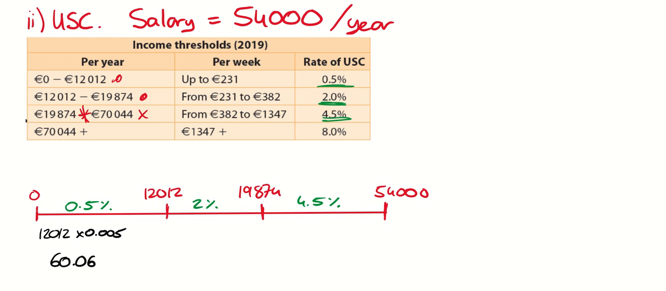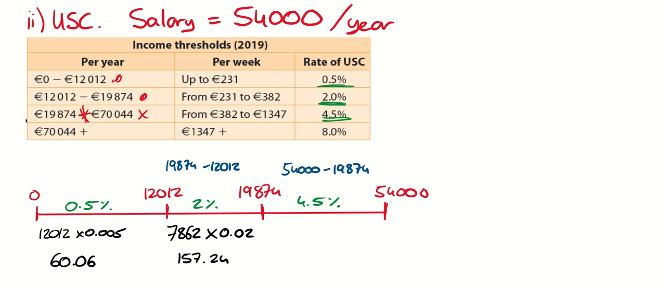Now, you'll need to do the subtractions here, so 19,874 minus 12,012 to get you that part, which will give you 7,862, and that will be taxed at 2%, giving you 157.24. And then your last part, again doing the subtractions, 54,000 minus 19,874, and that leaves him with 34,126 at 4.5%.